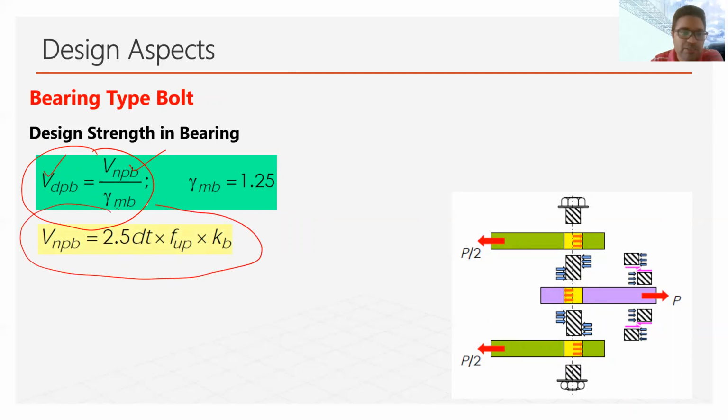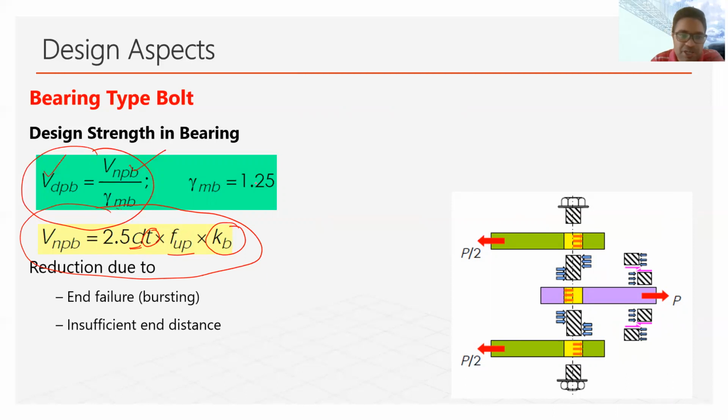This formula is also given in the IS code, and it is 2.5 times Kb d t fup. d is the nominal diameter of the bolt. fup is the ultimate strength of the plate. Kb is a reduction factor. Well, this reduction factor in the bearing strength is applied to counter some other things. I will explain that later. And t is the thickness of the plate which is experiencing the bearing effect.